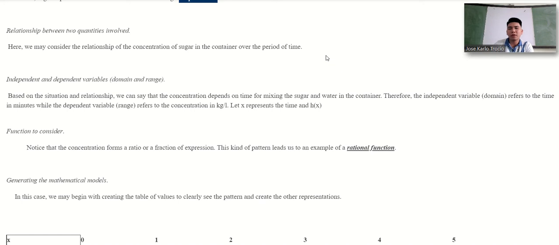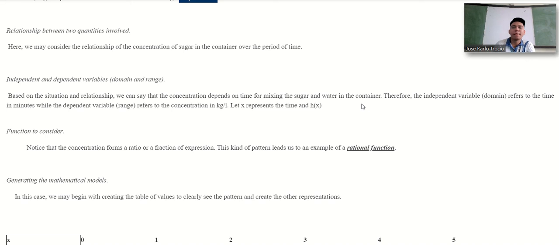Okay, same also here in this example. We can say that concentration depends. So the concentration is the dependent variable, depends on time for mixing the sugar and water in the container.